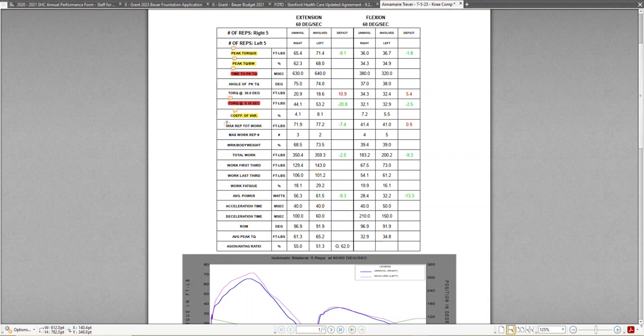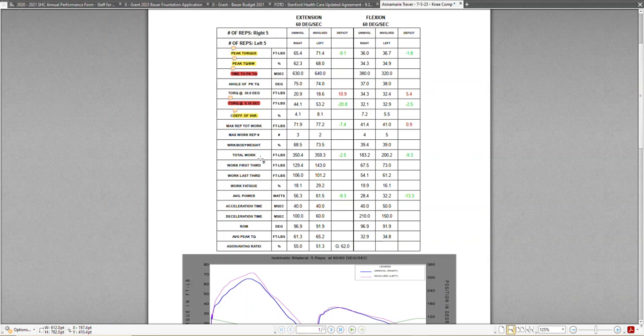So next is max rep of total work, like how much area is under the curve. This is also known as an impulse. Her max work is actually pretty similar, and again, superior on the left. Max work rep just tells you which rep that is. Work to body weight is also valuable. I don't put much weight in the work, however, it does have its merit in some patients, and I can show you an example of that.